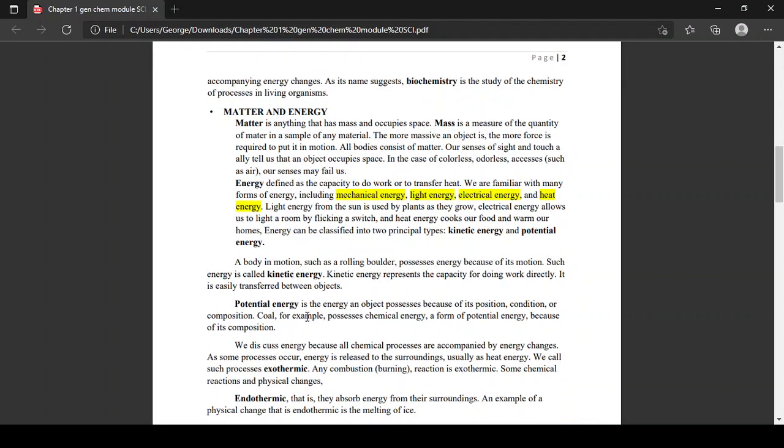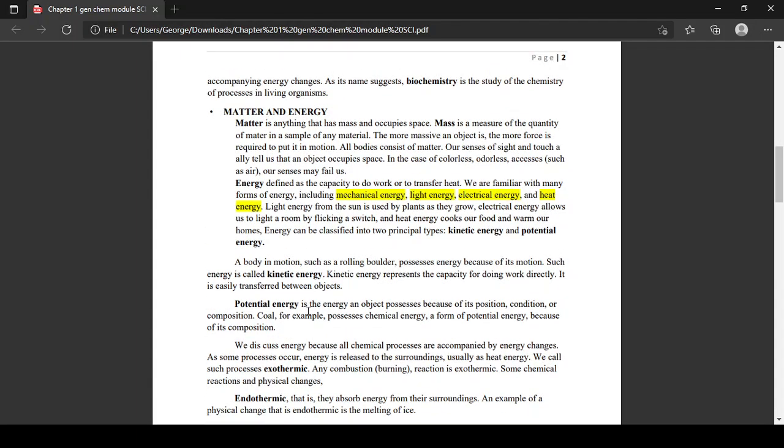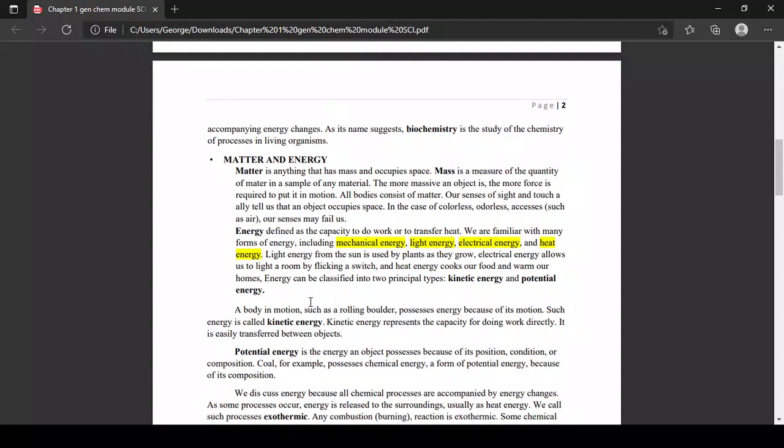That is your mass. So kids, the more massive an object is, the more force is required to put it in motion. Kids, common sense lang. The heavier the object, the more force we need to move it. So kids, can you carry a sack of rice? No, because? Kids, again, you cannot carry it because more force is required for you to put it in motion.